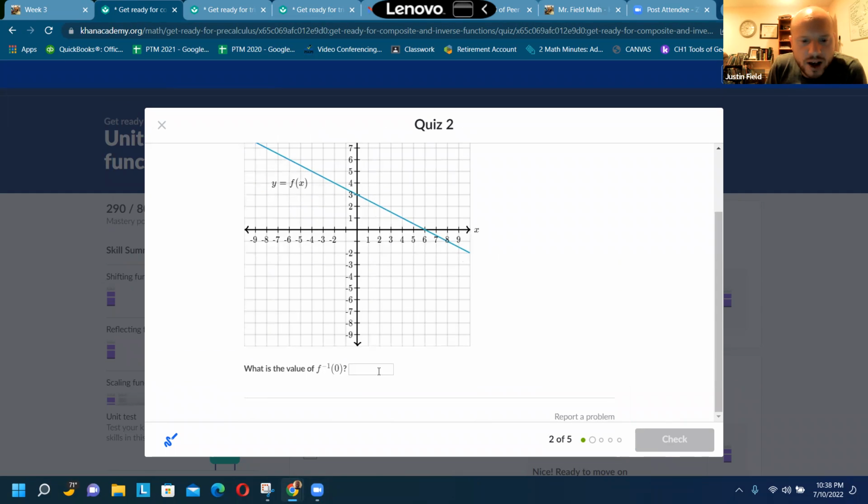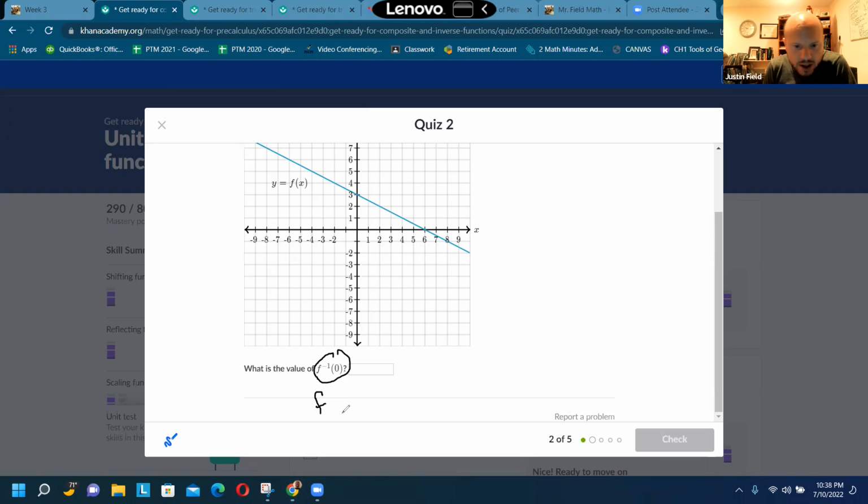Continuous. What is the value of f inverse of 0? Okay, so first of all, how do we say that? We say f inverse of 0, and we know if we have a function and it's (x, y), then the inverse is (y, x).